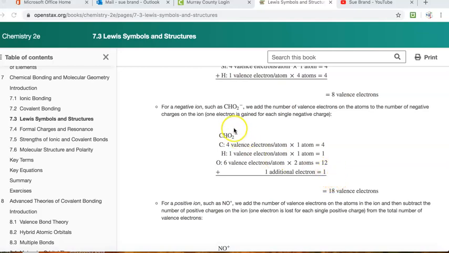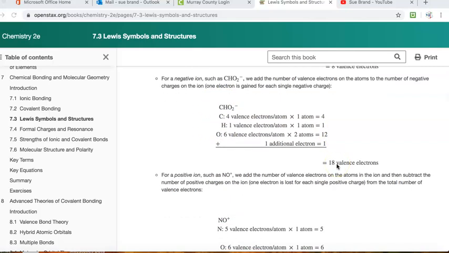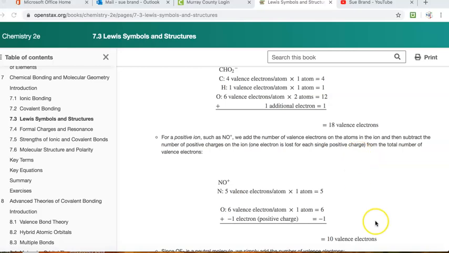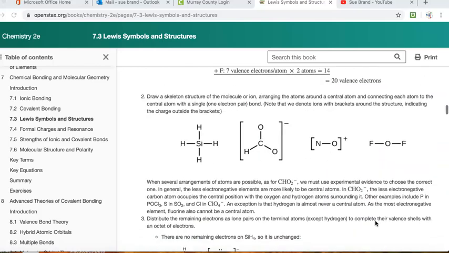Now again, that electron is not assigned to any particular element. You use it where you need it. So you have 18 valence electrons there for CHO2 minus. I believe we drew this out last time. Here we have carbon, 2 oxygens, and 1 hydrogen atom.